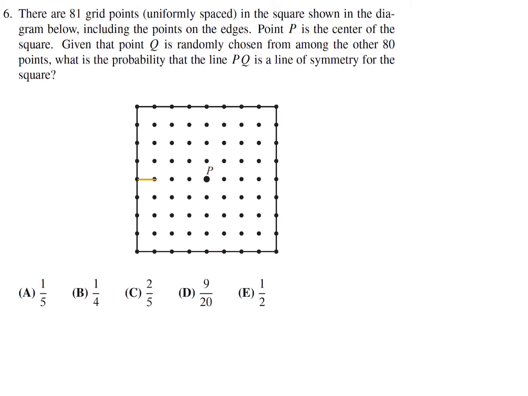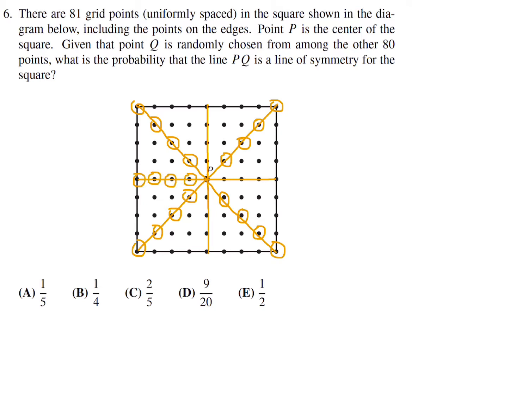The only lines of symmetry are either through there, or the diagonal, which would be like that. So you have to pick a point on one of those. So 1, 2, 3, 4, 5, 6, 7, 8, 9, 10, 11, 12, 13, 14, 15, 16. So 16, 17, 18, 19, 20, 21, 22, 23, 24, 25, 26, 27, 28, 29, 30, 31, 32.